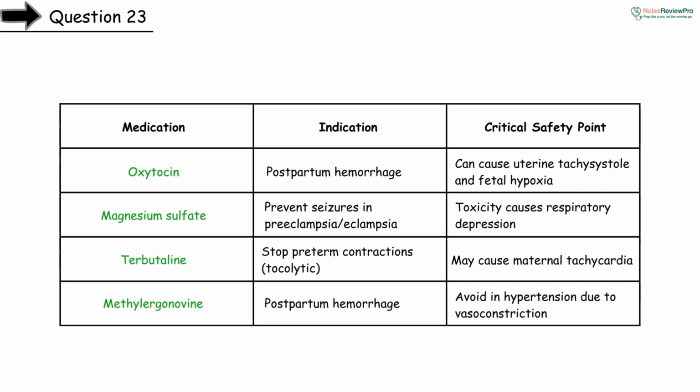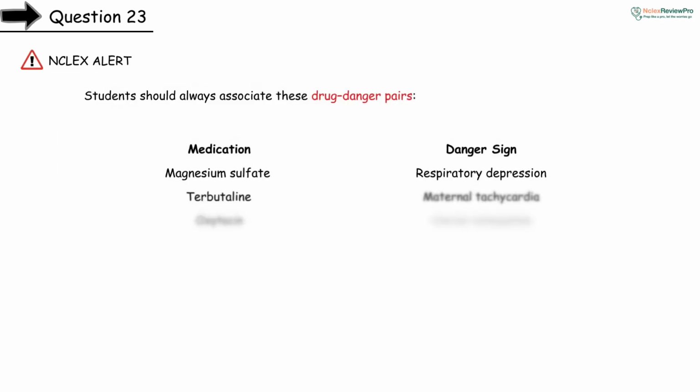Methylergonovine: postpartum hemorrhage; avoid in hypertension. Here's your NCLEX alert. Always associate these drug danger pairs. Magnesium sulfate equals respiratory depression. Terbutaline equals tachycardia. Oxytocin equals uterine tachysystole. Methylergonovine equals hypertension risk. If you memorize these pairs, you will answer these questions quickly.